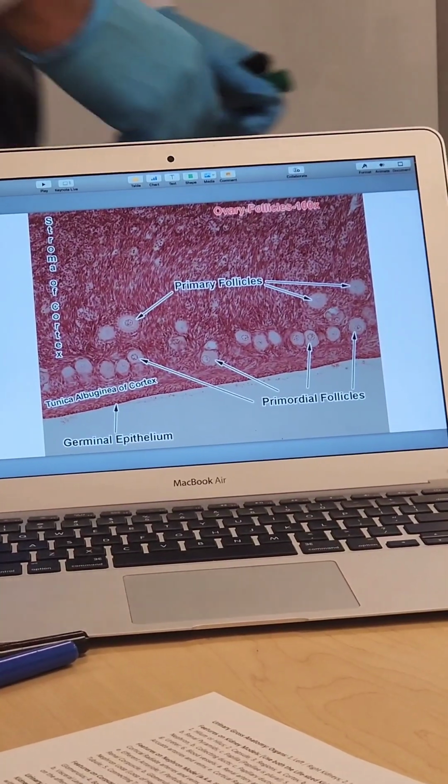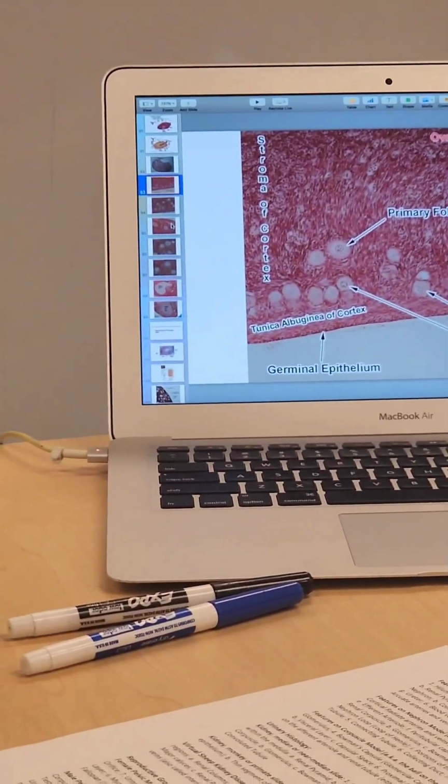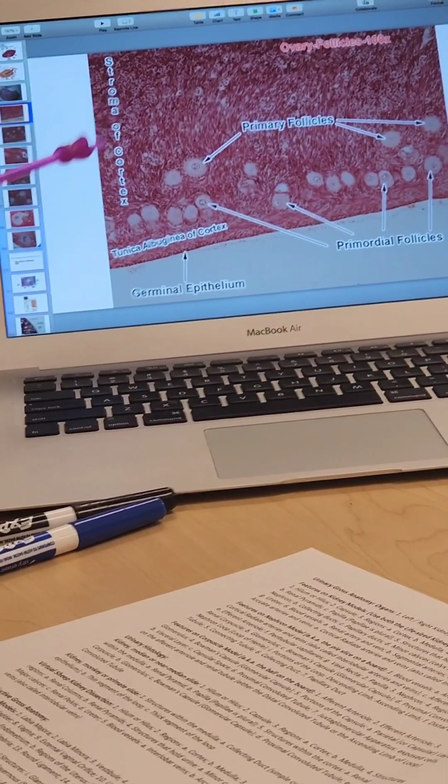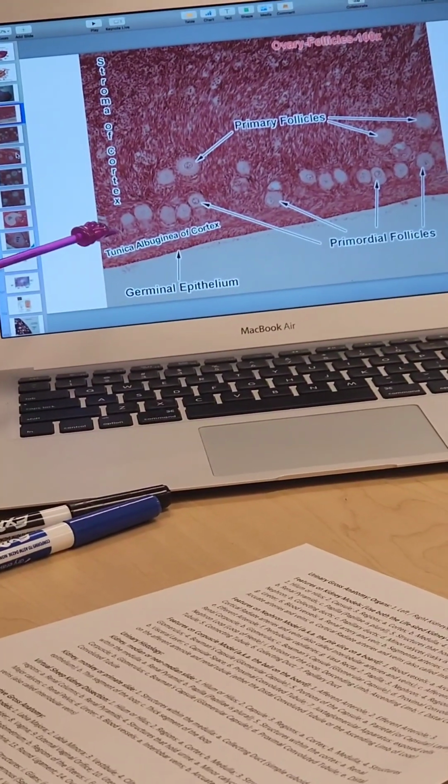Let me get a pointer. Oh, I have one. Good. Thank you so much. Yeah, so this will not damage your. I'm not going to touch it, okay?